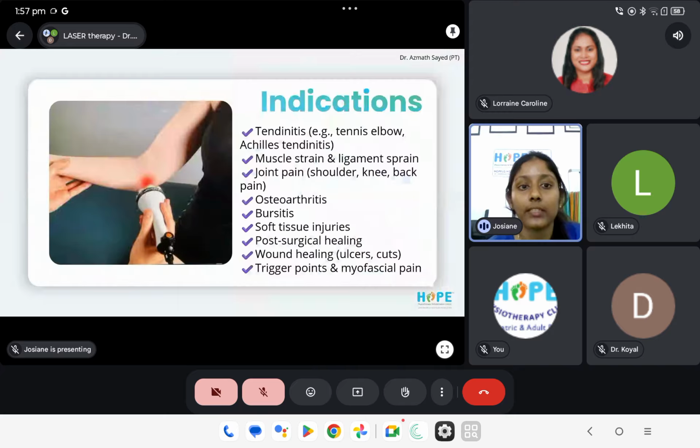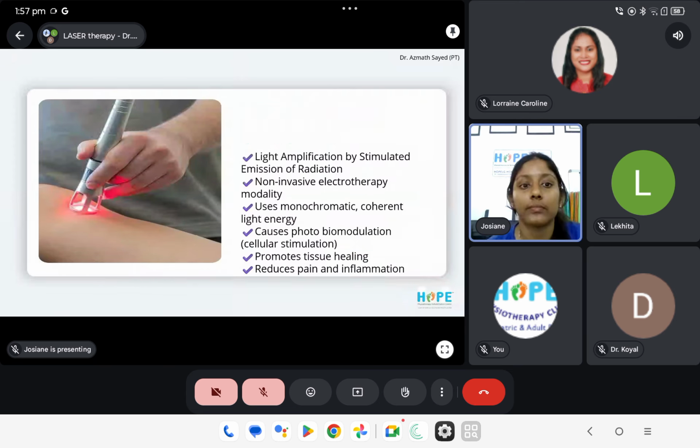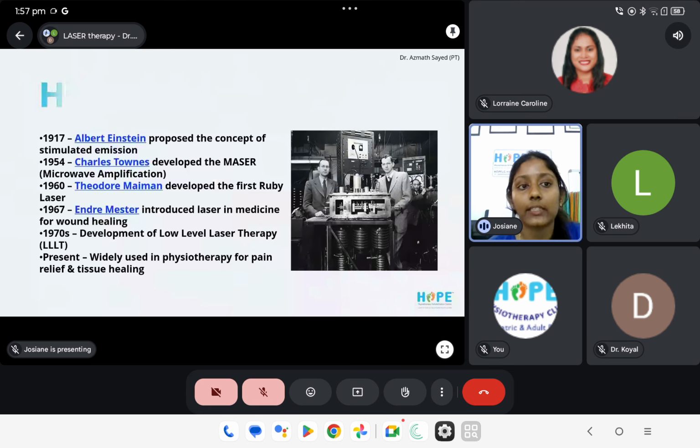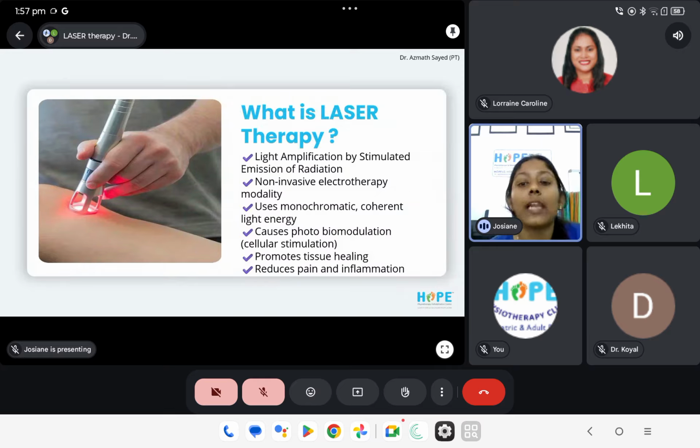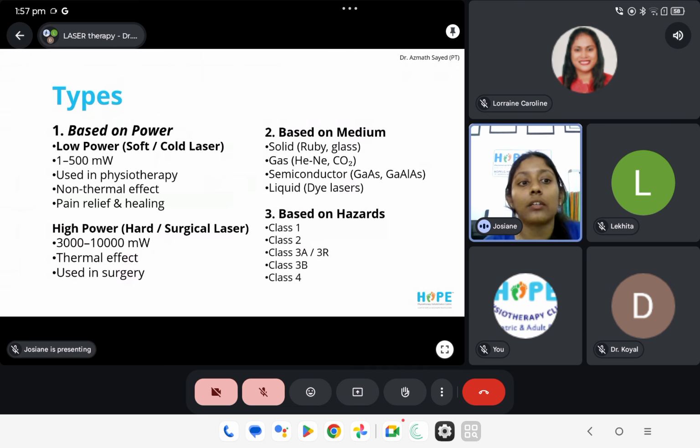I would like to summarize. Laser therapy: light amplification by stimulated emission. It is non-invasive, uses monochromatic, coherent light energy, causes photobiomodulation, promotes tissue healing, and reduces pain and inflammation.